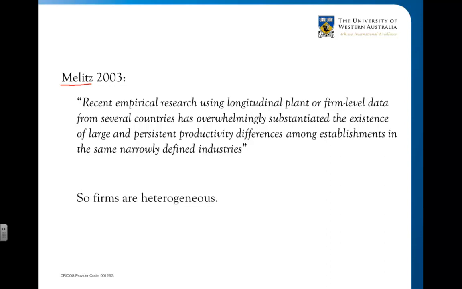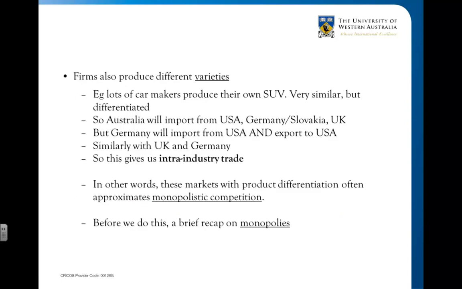He says, this is back in 2003, recent empirical research using longitudinal plant or firm level data, in other words, not just looking at country A exporting to country B, but looking at the actual firms themselves that are exporting to other countries, has overwhelmingly substantiated the existence of large and persistent productivity differences amongst establishments in the same industries. In other words, in economic speak, we say that firms are heterogeneous. They're different. They've got different levels of productivity. Some are better than others in terms of their use of resources. And so we need to take that into consideration when we're thinking about trade.